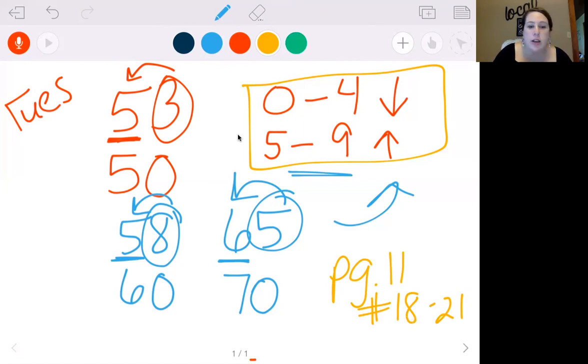They want you to know what place is the tens place. The 1 is in the tens place. Then you need to think, what does a 2 tell us to do? We need to know whether to round up or down. So that's what you're going to do on page 11, numbers 18 through 21 for classwork.